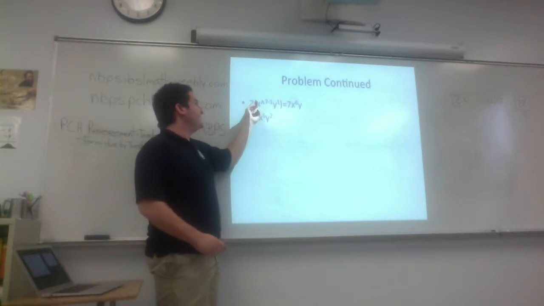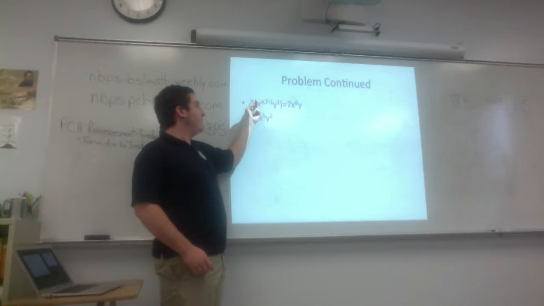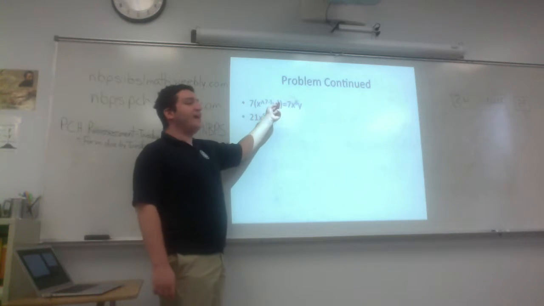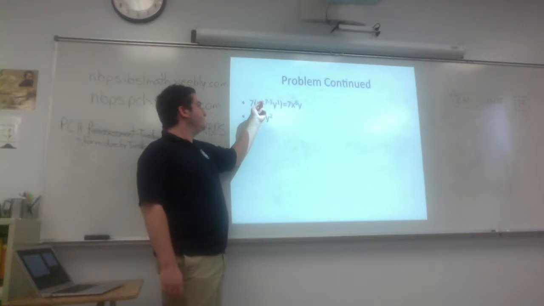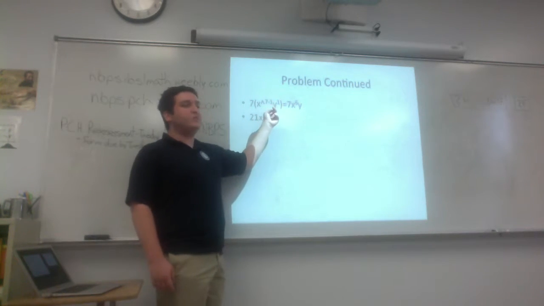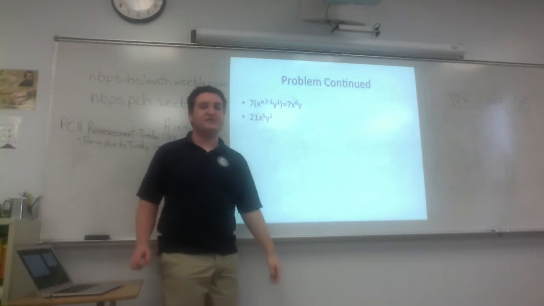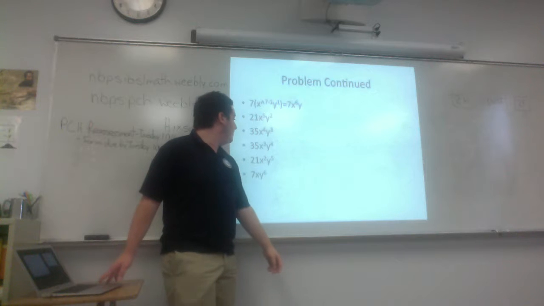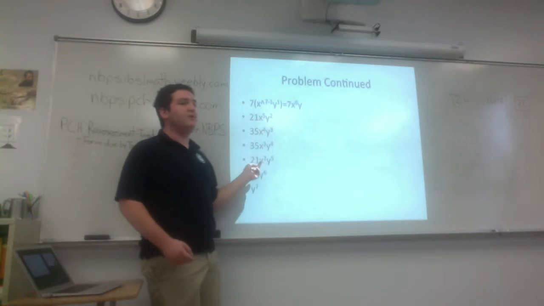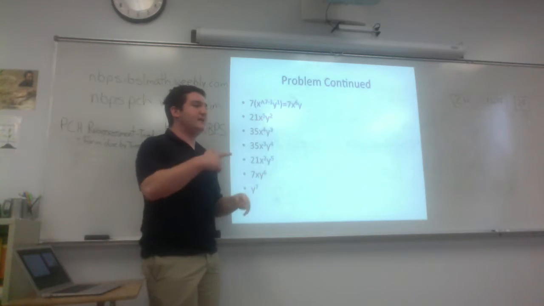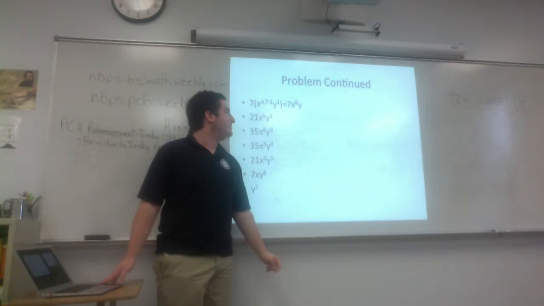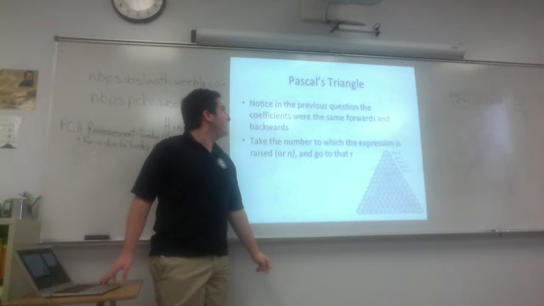You see another one. This time it's 7 choose 1, because k is 1. So 7 times x to the 7 minus 1 is 7x to the 6th y. And these are just the rest of the answer choices. You'll see that the coefficients are palindromic. It means they're the same forward and backwards. That's something that you'll see in Pascal's triangle. So we get into that right now.